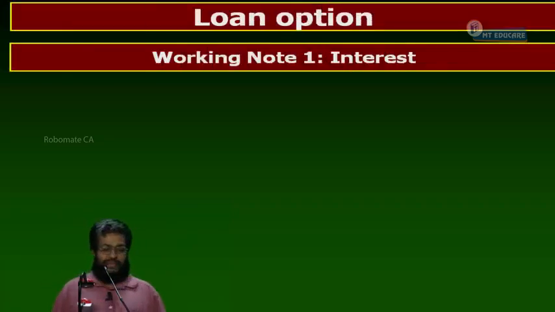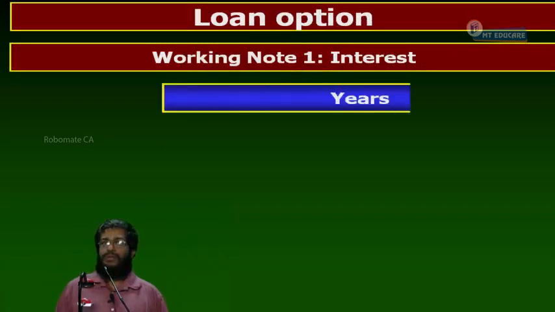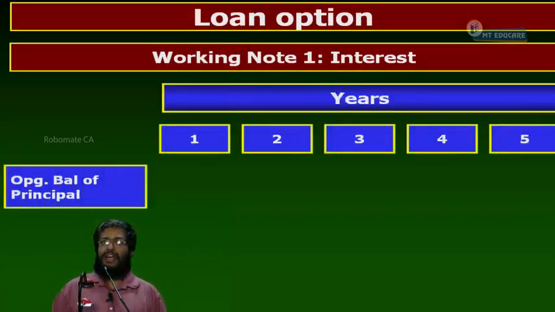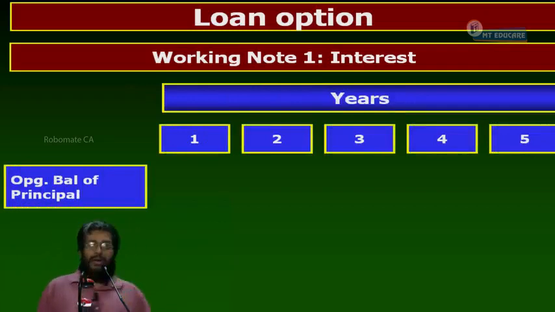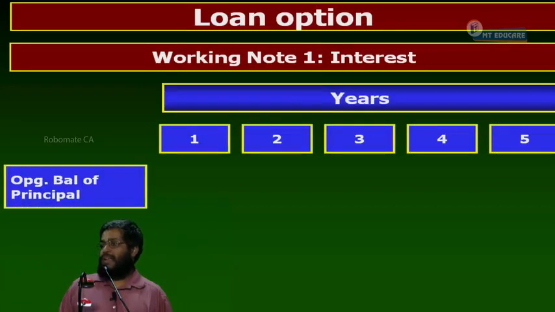Principal repayment is equal to 50,000 divided by 5, which is 10,000 per annum. Each year I repay 10,000 rupees principal to the bank. Step 2, interest after tax. Have the following columns: particulars, year 1, 2, 3, 4 and 5.